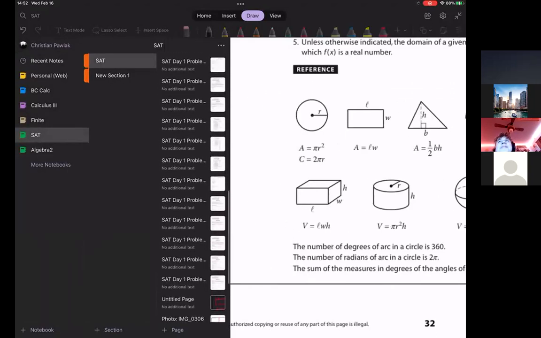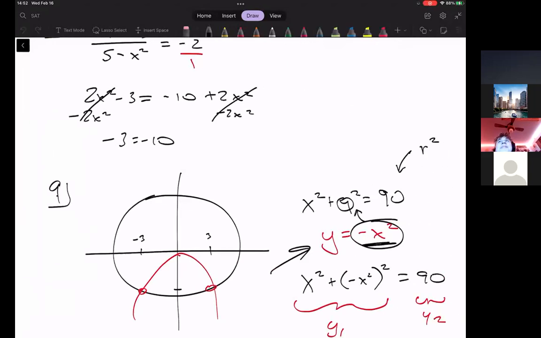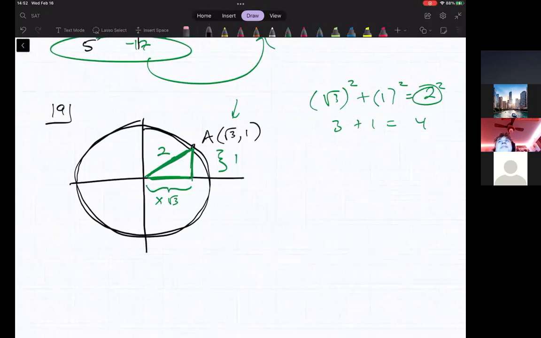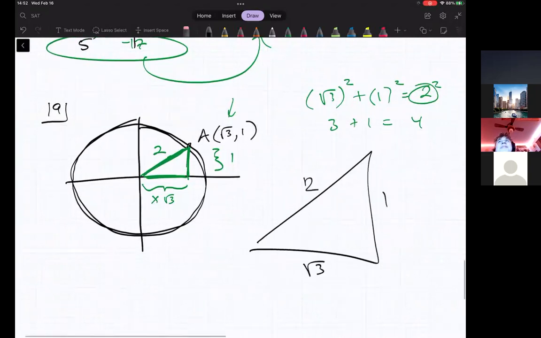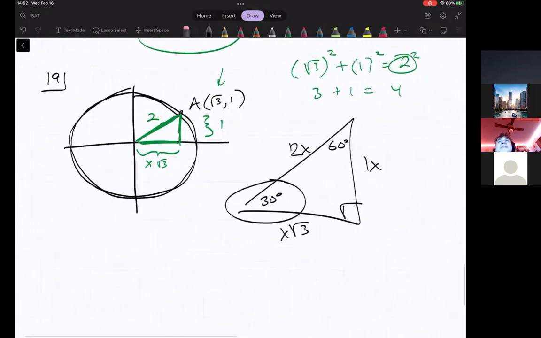Here. That overlaps perfectly with this triangle, okay? I have a triangle where I have √3, 1, and 2. And that's x√3, 1x, and 2x. Which means this is your 30 degrees, this is your 90, this is 60 degrees. Okay? And therefore, you know that this is 30 degrees.